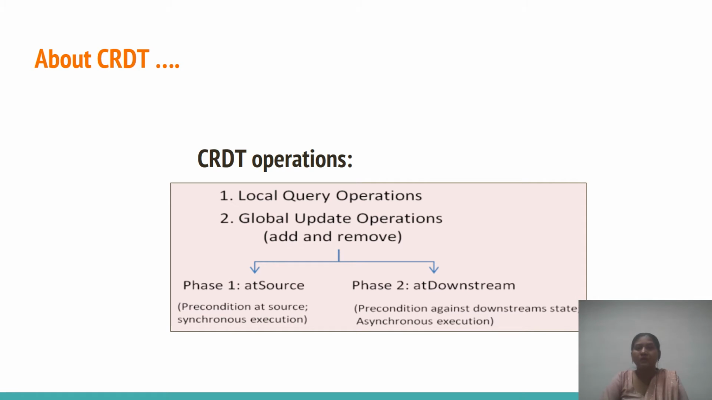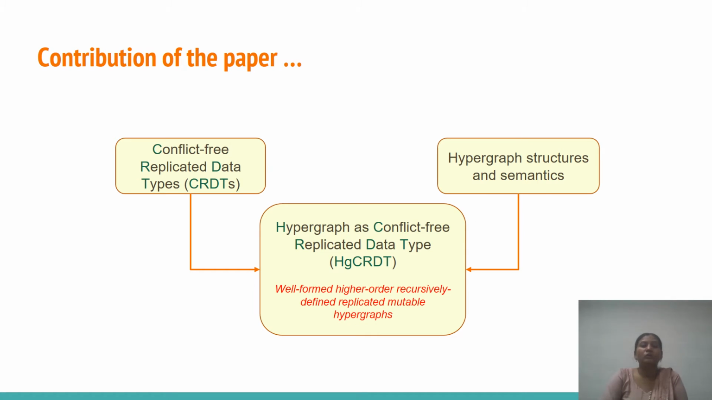In the first phase, the source replica prepares parameters to be transmitted to the receiving replicas. These receiving replicas are termed downstreams. In the later phase, downstream replicas execute the received update information asynchronously. Talking about the contribution of the paper, in our research we leveraged the novelty of CRDT with the hypergraph semantics and structures, and as a result we provide a new CRDT that we name HgCRDT, or hypergraph as conflict-free replicated data types.